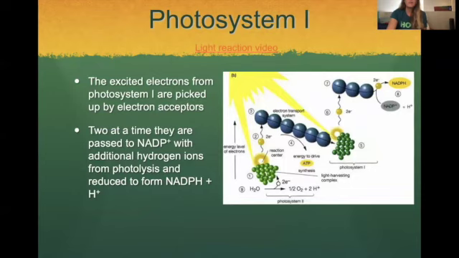All right, photosystem 1. Watch the little video, guys. I'd show it, but I get copyrighted. These electrons from photosystem 1 are picked up by electron acceptors. Two at a time, they're passed to NADP with additional hydrogen ions from photolysis, and they make NADPH.